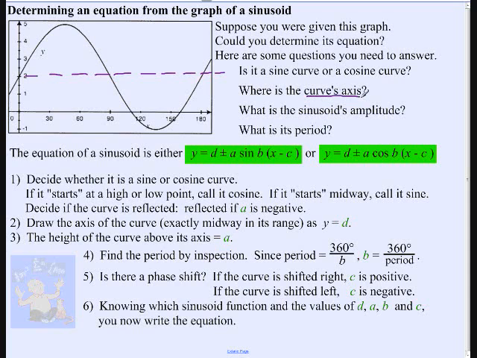So the curve's axis, what is the sinusoid's amplitude? An amplitude, we know, is the measure from that central axis. Good idea to have already figured out where that is. What's that distance? In this case, we can see that it's 1, 2, 3. So in this case, it's 3. The curve's axis was at y equals 2. We still haven't talked about whether it's sine or cosine. We'll get to that. And what is its period?